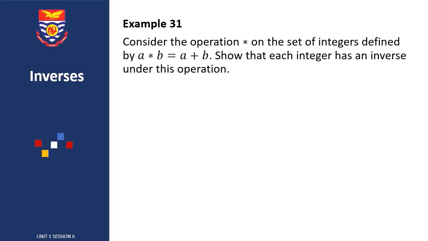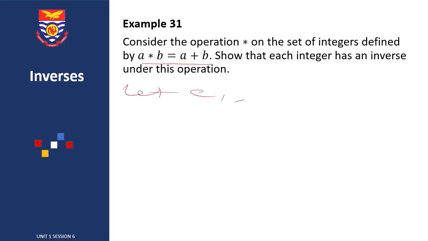Example 31. Consider the operation star on the set of integers defined by A star B equals A plus B. Show that each integer has an inverse under this operation. So how do you show that this integer has an inverse? First, before you can find the inverse, remember when an object operates on its inverse, the result is the identity element. So first you find the identity element.